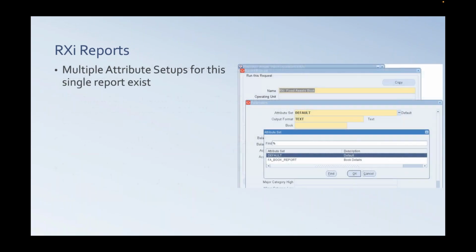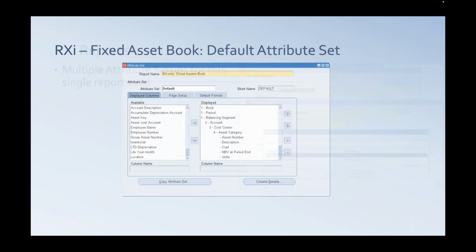So quickly on the next two slides, Lee, I think we've got examples of what an attribute set looks like. When you run an RX report, it will have a prefix of RXI, and we'll ask you how you want to publish it. There's a bunch of different RX or RXI reports out there. If you need a full list, it is available from docs.oracle.com. But when you're running the report, it will ask you which attribute set you want to use.